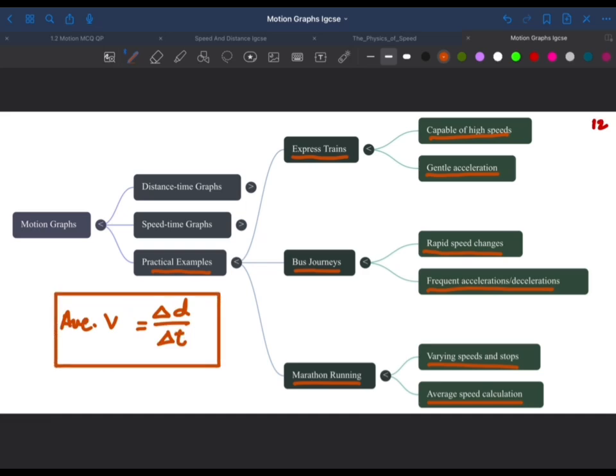So this is what we have as far as a brief explanation of the speed-time graph and distance-time graph is concerned.